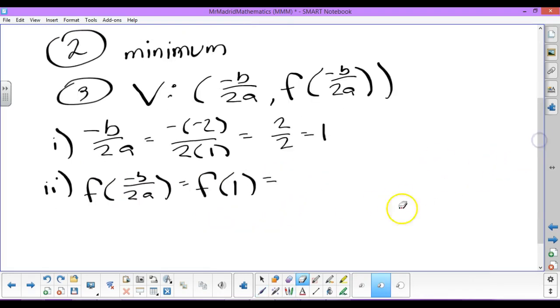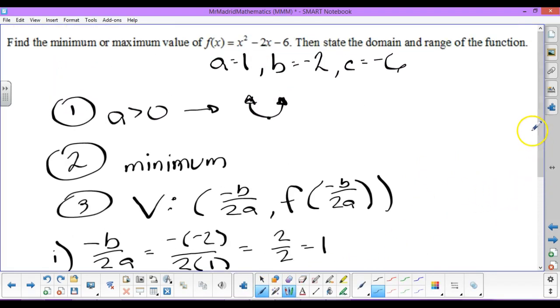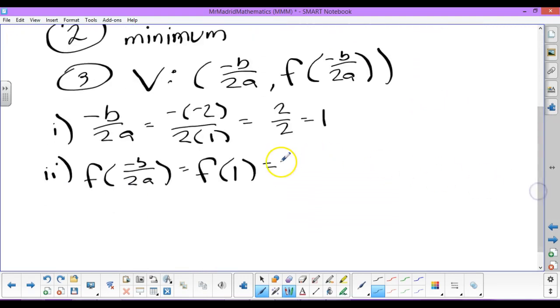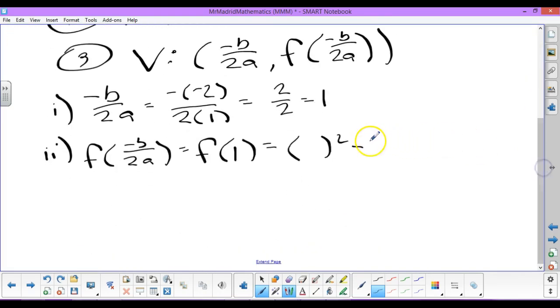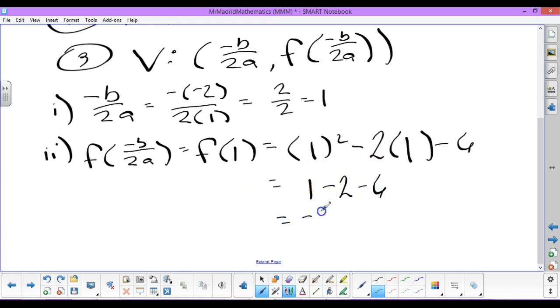So now, let's see here, we have f of 1, and let me plug into this function here. Where all the x's are, I'm going to be putting in a 1. So x squared, minus 2x, minus 6, and I'll put in a 1 there and a 1 there. Now I can go ahead and do the math. So I've got 1 minus 2 minus 6 equals -7.